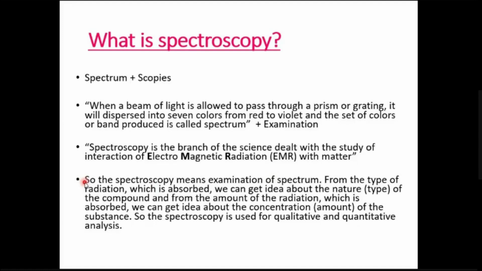Now, spectroscopy means examination of the spectra. From the type of radiation which is absorbed, we can get an idea about the nature, the type of the compound, and from the amount of radiation which is absorbed, we can get an idea about the concentration or amount of the substance. So what we are doing here is chemical analysis. So spectroscopy is used for qualitative and quantitative analysis.